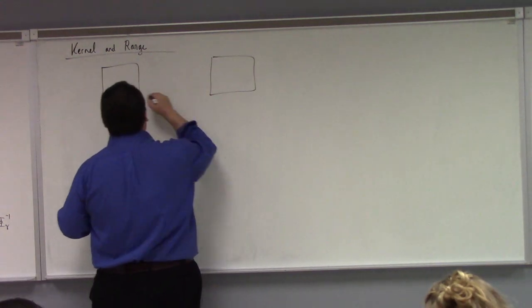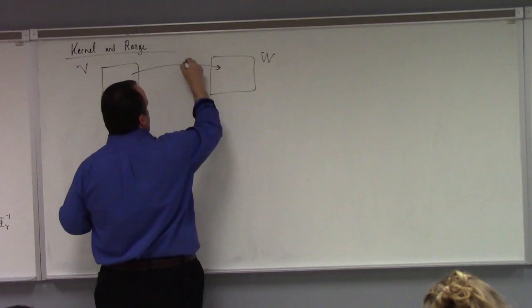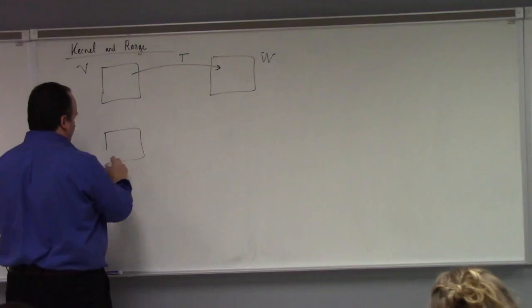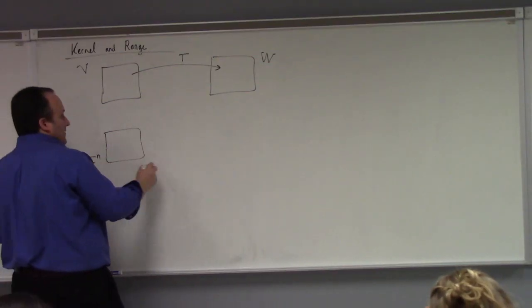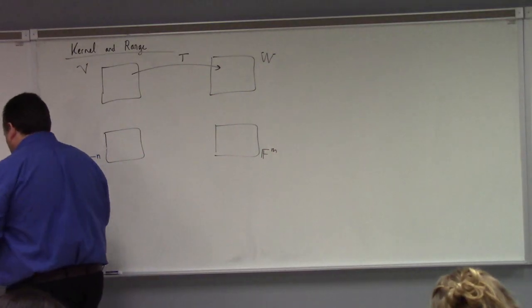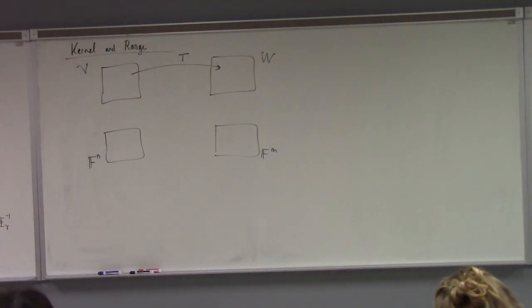So up here, I've got V, I've got W, and a linear transformation T that goes from here to here. Down here I have F^n, and down here I have F^m. Now, where would we picture the kernel? Where would we picture the range? Where are those in these pictures? Where should we picture the kernel and the range in my picture?